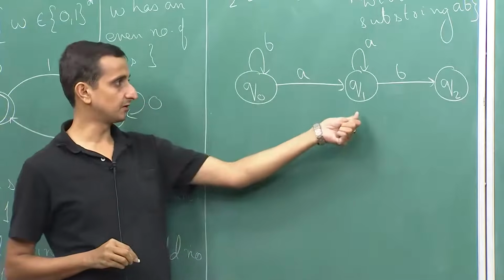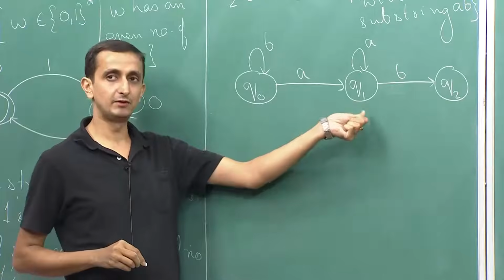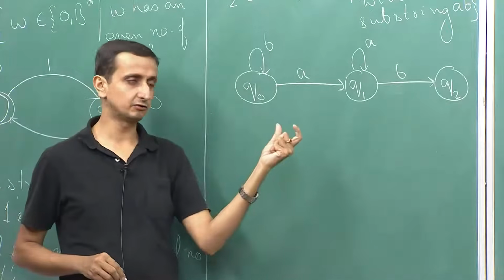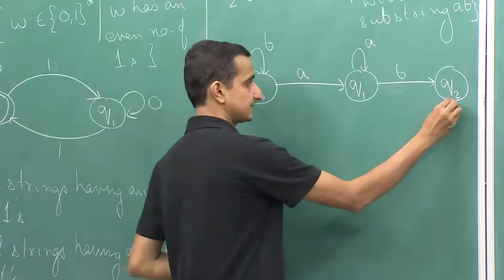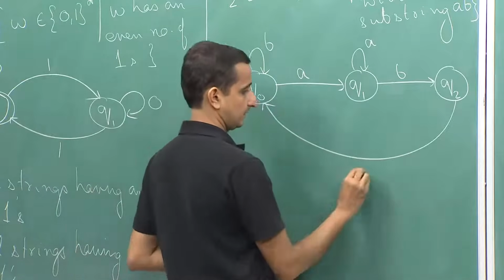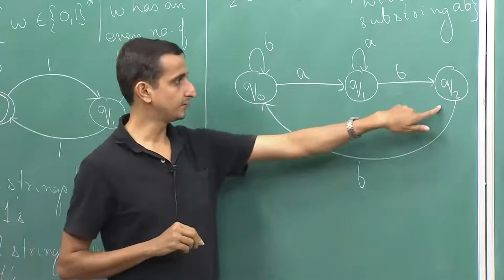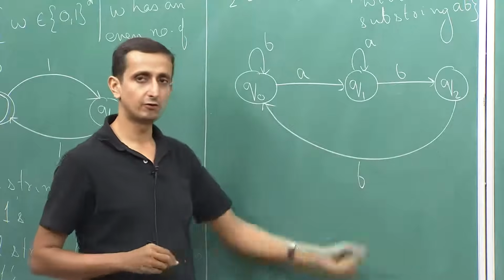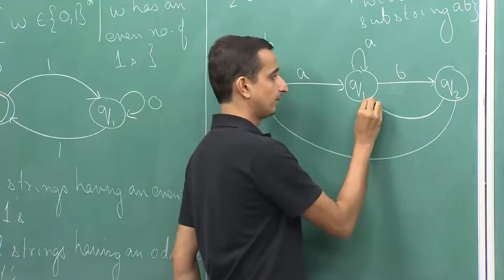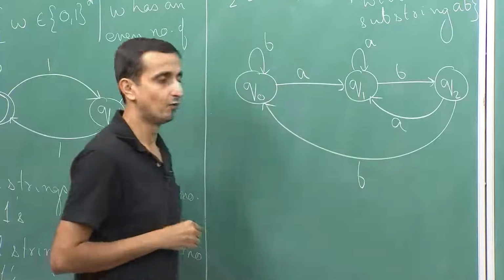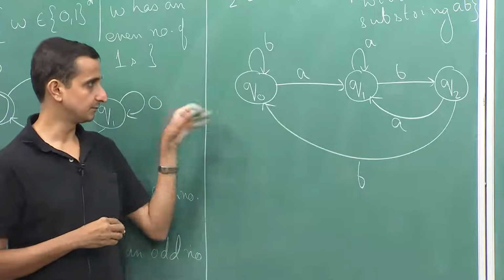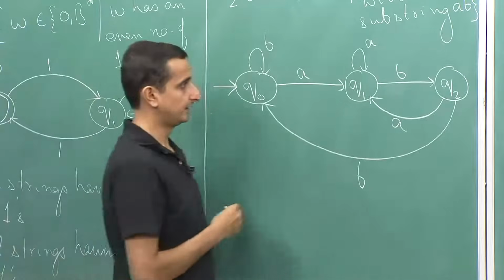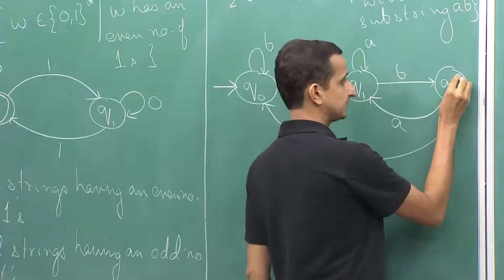Q1 itself, because Q1 corresponds to all those strings that end with an A. And from Q2, if I see a B, it means that the string ends with 2 B's, in which case I come back to Q0. And from Q2, if I see an A, it means that I have a string that does not end with an AB, but it ends only with an A, in which case I will come back to Q1. And our accept state, so firstly our start state is going to be the state Q0, and our accept state is going to be the state Q2.